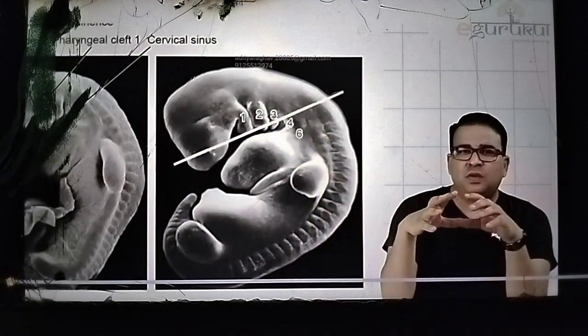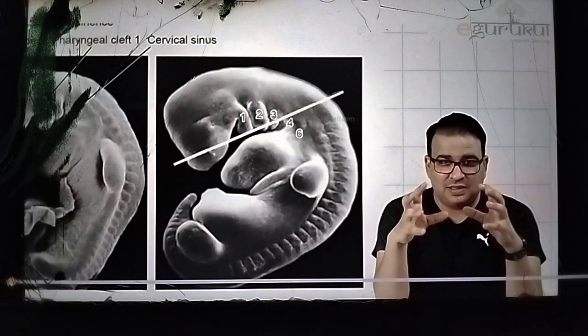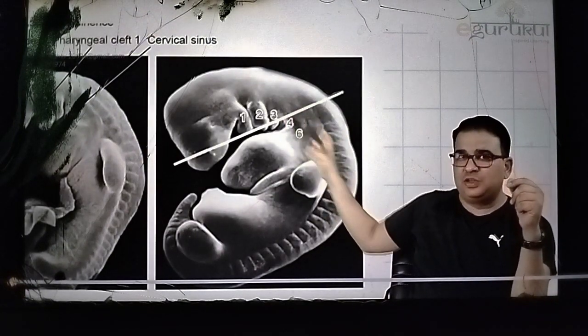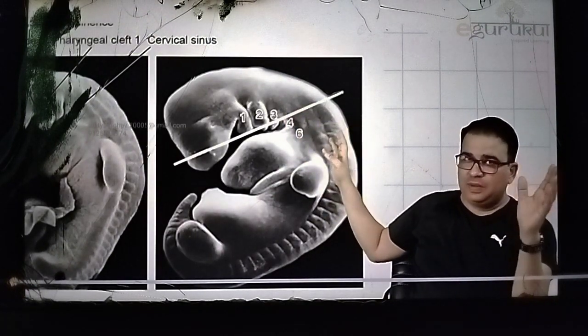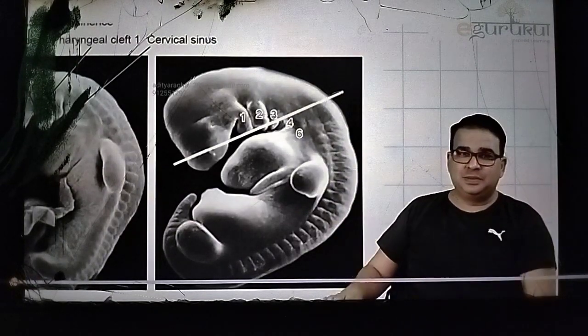Fourth and sixth arch, it is very difficult to separate these two. So the three arches which are very easily visible, very easily recognizable in the embryo, are the first, second, and third arches. Fourth and sixth are not easily differentiable here. The fifth arch disappears, so we are not talking about it. In many people, the fifth pharyngeal arch is not formed. In some people, it starts to form and then disappears.